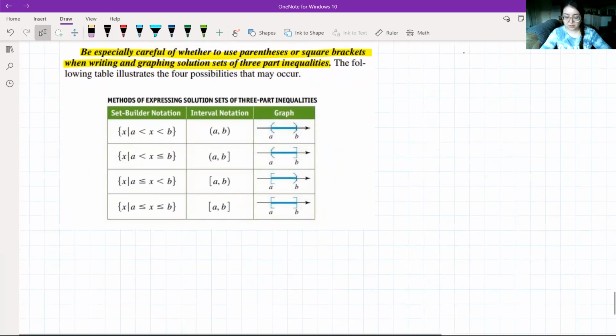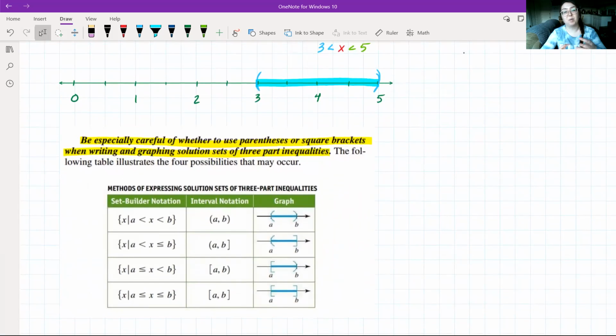So it is important to understand the difference and remember the difference when graphing them. And know that you can have a mixture. You're not always going to have both parentheses or both square brackets. You can also mix them together.